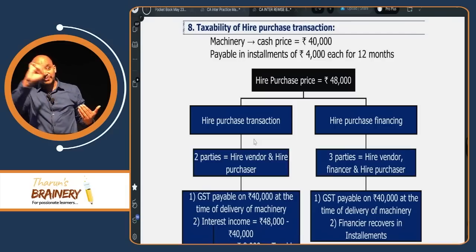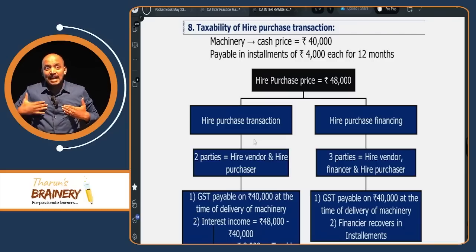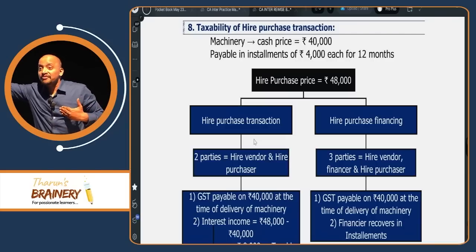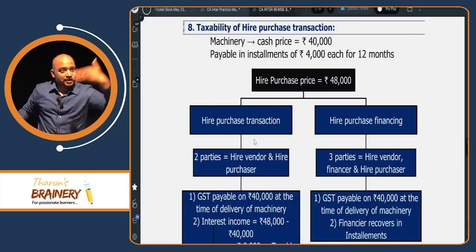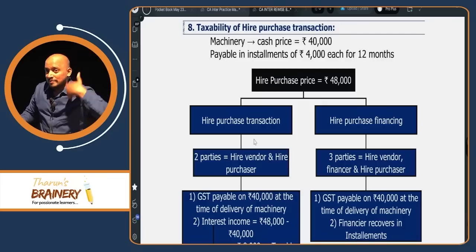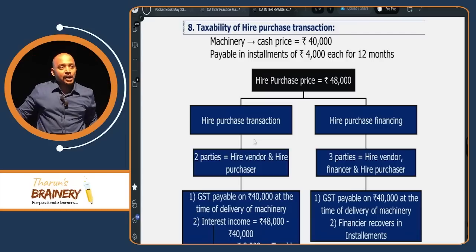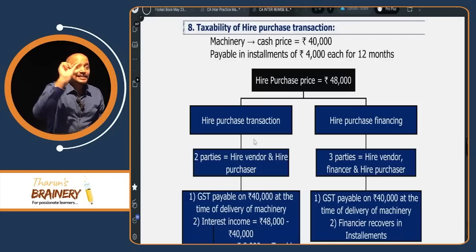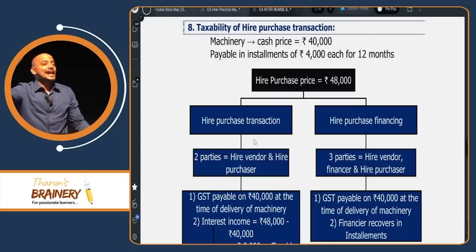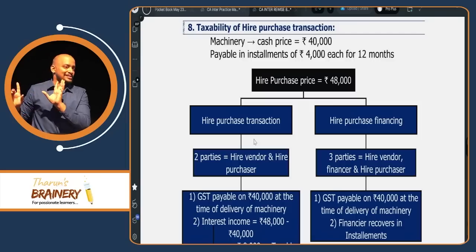Whereas in hire purchase financing, there will be three parties. Who are those three parties? Hire vendor, hire purchaser, and one financier. Example, Bajaj Finance, IDFC Finance, etc. Now, you are buying a product from me. Will you pay money to me or to the financier? To the financier. Installments you will pay to the financier. Now, that financier is collecting both interest and principal in installments. That interest collected by the financier is exempted. Why is it exempted? Because it is on account of interest on loans, advances, deposits.